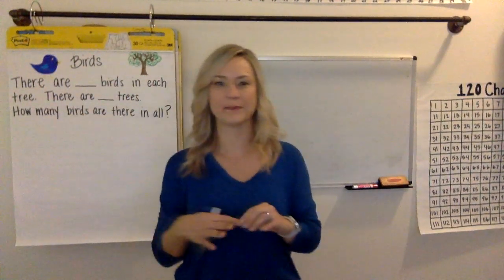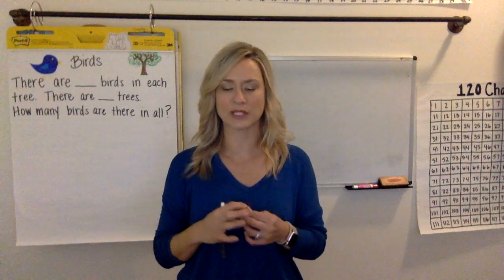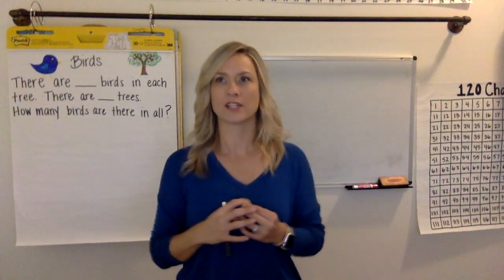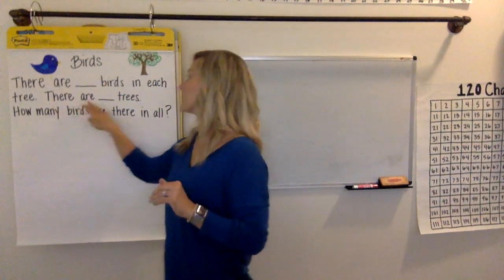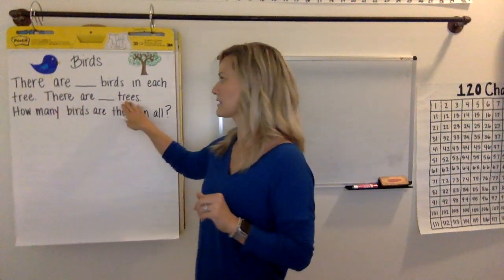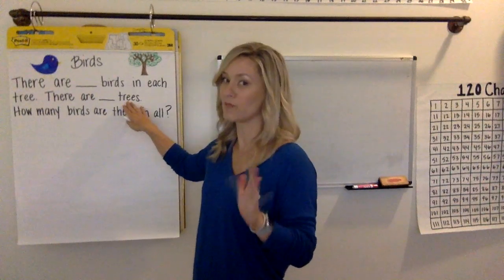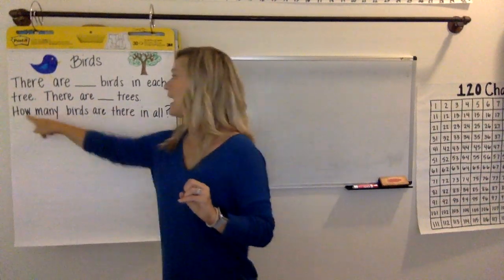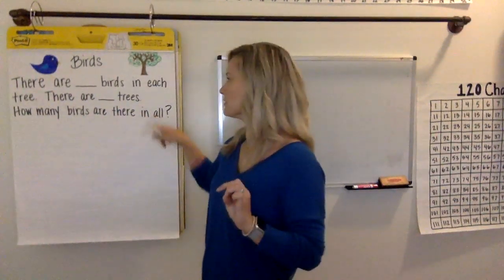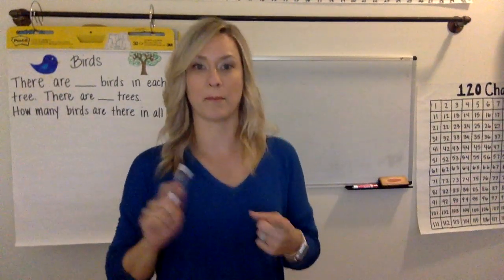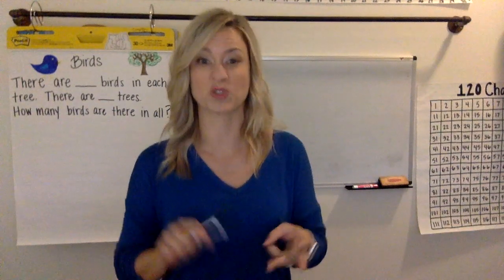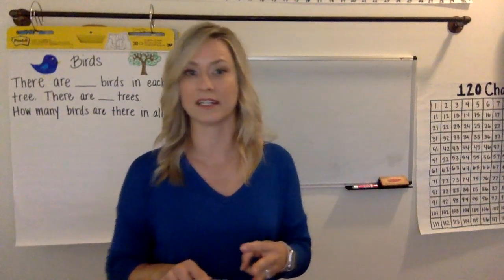All right, so there are birds in each tree. Okay, can you imagine that? Birds in each tree. Okay, so we know we're going to have some birds in some trees. There are trees. All right, so we know we're going to have more than one tree. How many birds are there in all? All right, so for sure we know that there's going to be birds in trees, and we're trying to find out how many birds there are in all.